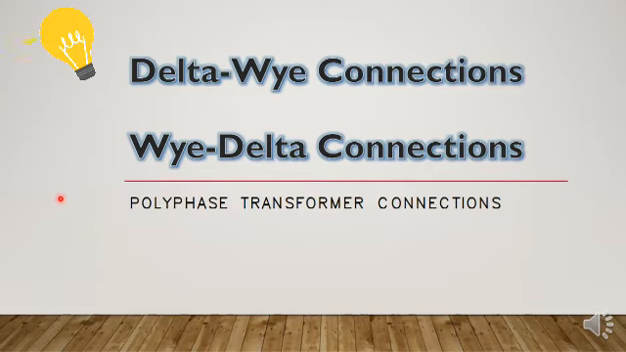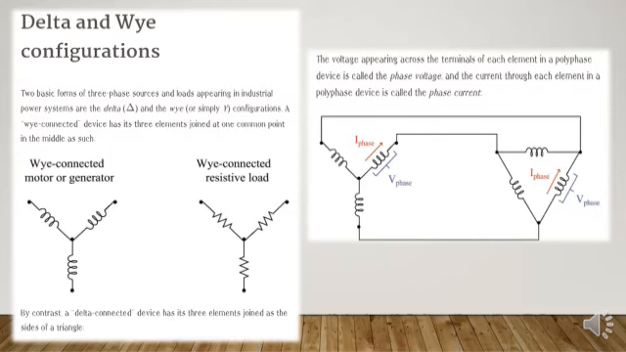Ang topic ko ngayon ay about sa delta Y delta connections under ng polyphase transformer connections. So familiar naman tayo sa delta Y na encounter na natin nung electrical circuits 2 natin. So hindi na to bago sa atin, pero ang pinagkaiba lang dito, ang delta and Y configurations are two basic forms of three-phase sources and loads appearing in industrial power systems.